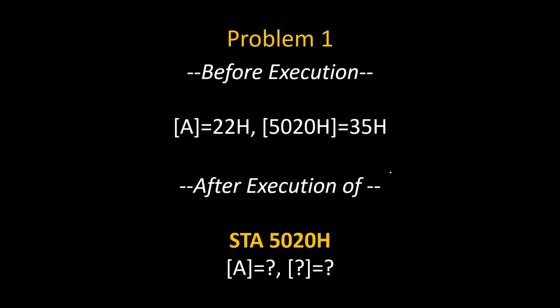Now let's see some problems for practice. Problem number one says the instruction is STA 5020H. In the accumulator we have 22H, and on the 5020H memory location the data is 35H. What will happen after execution of STA 5020H? Write your answers in the comments. Now let's take problem number 2. Problem number 2 says the instruction is STA 8090H, the accumulator is holding 17H, and on 8090H the value is 66H. After execution of STA 8090H, what will happen? We need to tell that in the comments.